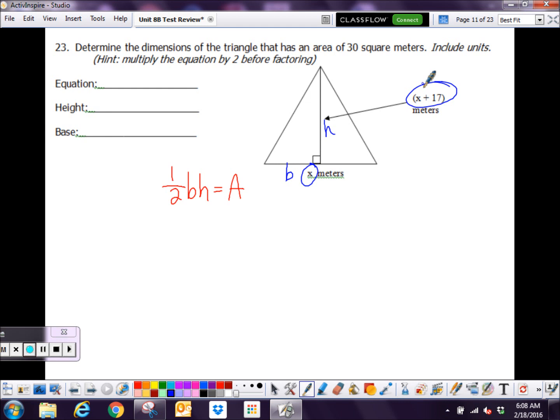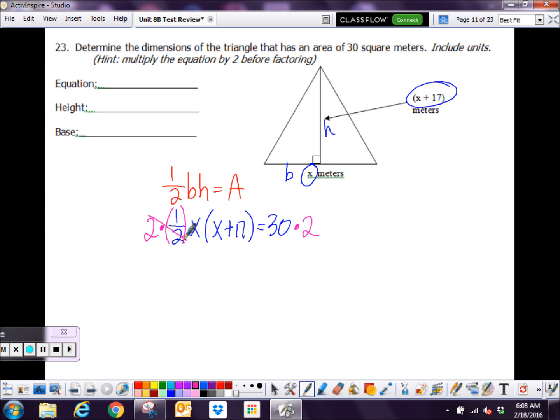So I really have everything I need for this problem. So I have 1/2, my base is x, my height is x plus 17, and that's equal to our area, which is 30. This is a problem that gets missed a lot on the test. Okay, now I don't like fractions any more than y'all do, so what I'm going to do is get rid of this fraction, and to get rid of a fraction, you multiply by the reciprocal. So I'm going to multiply both sides by 2 to get rid of that.